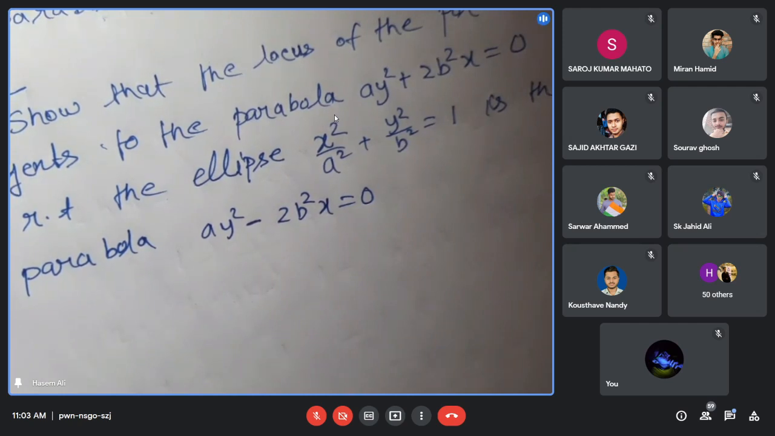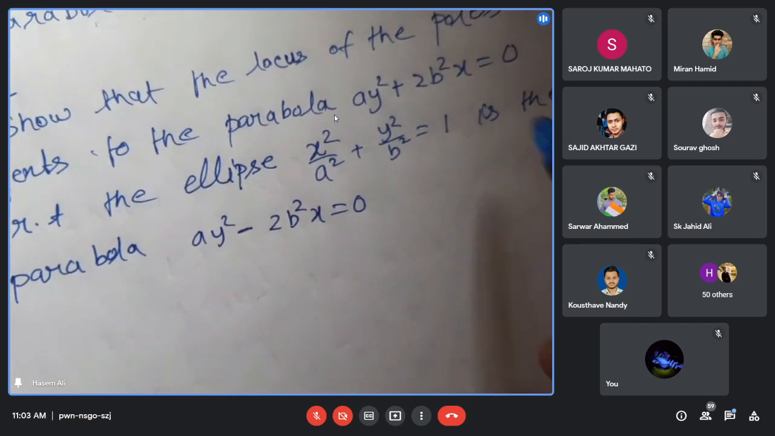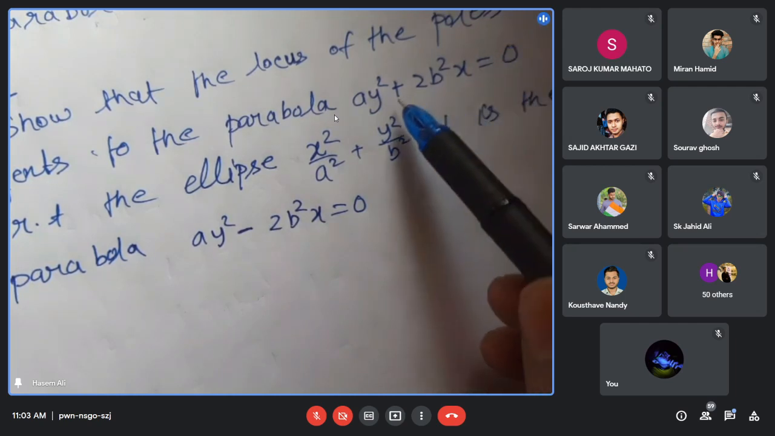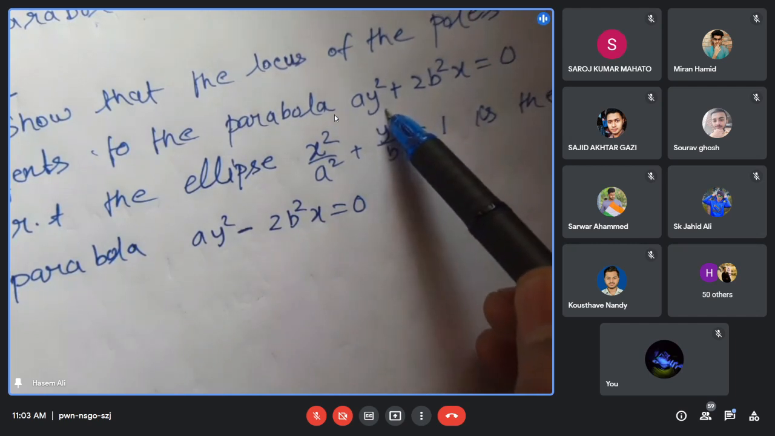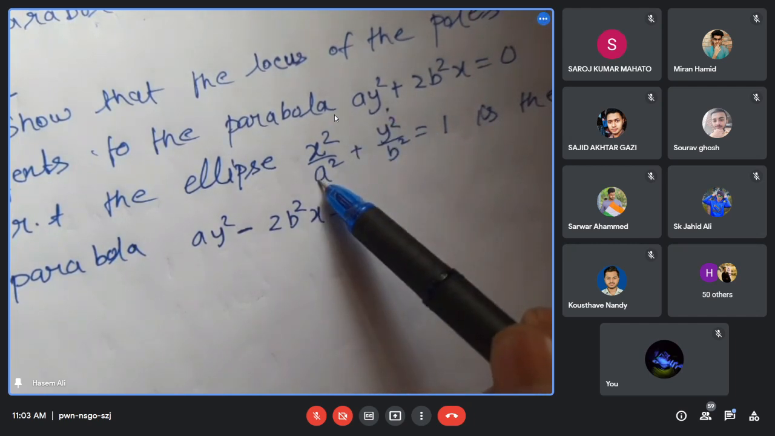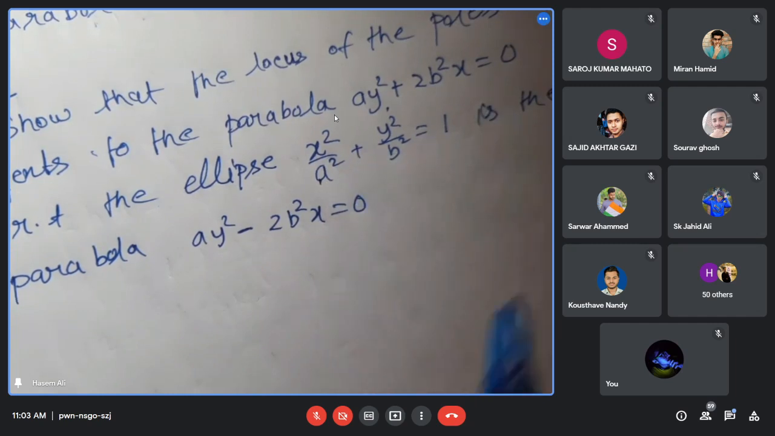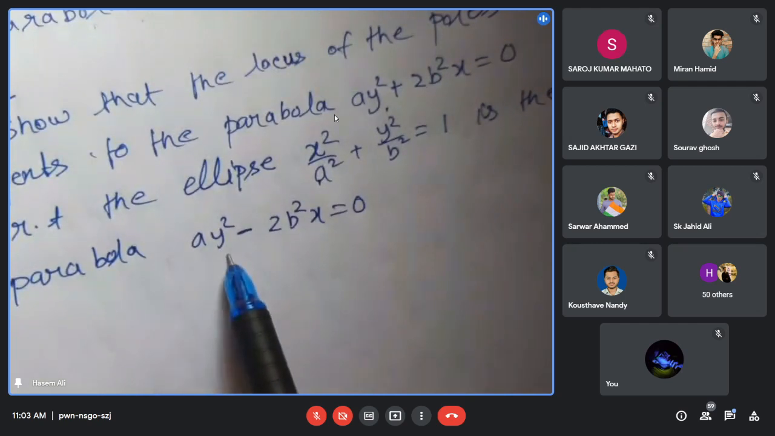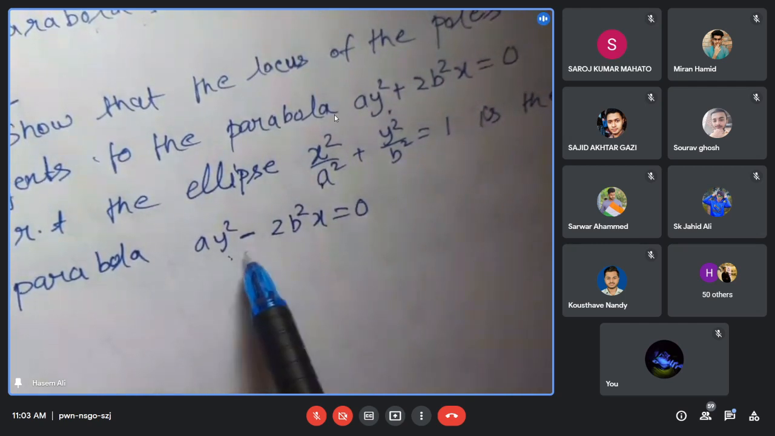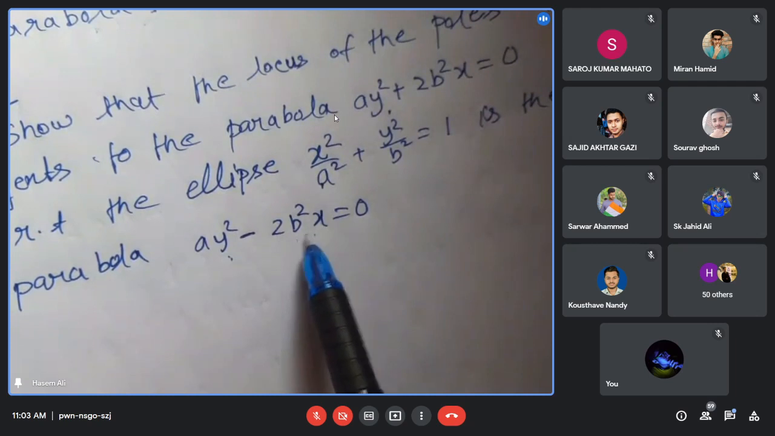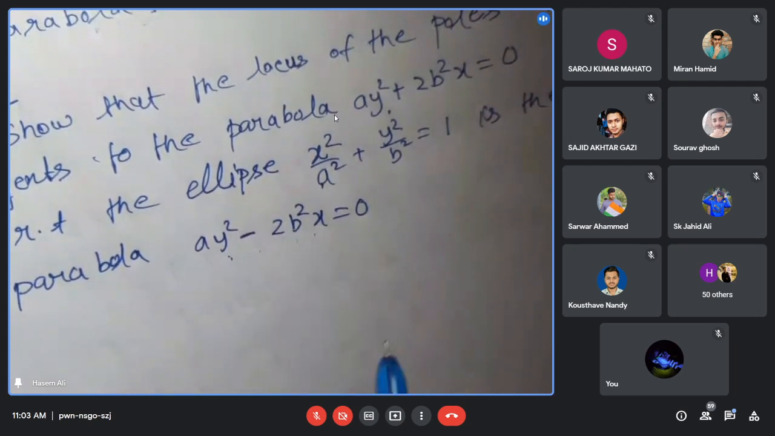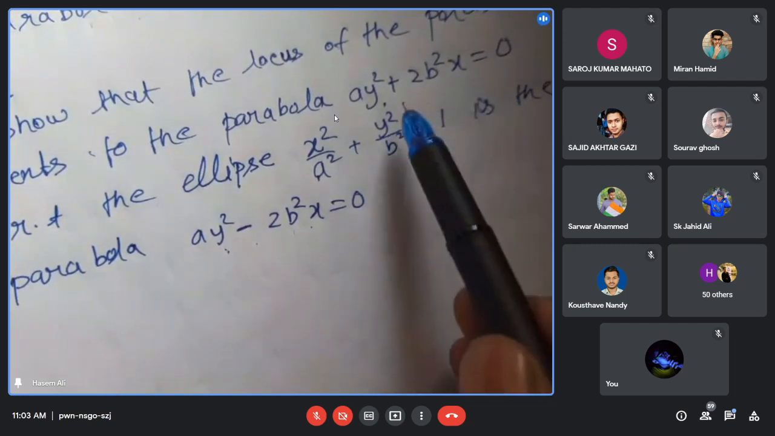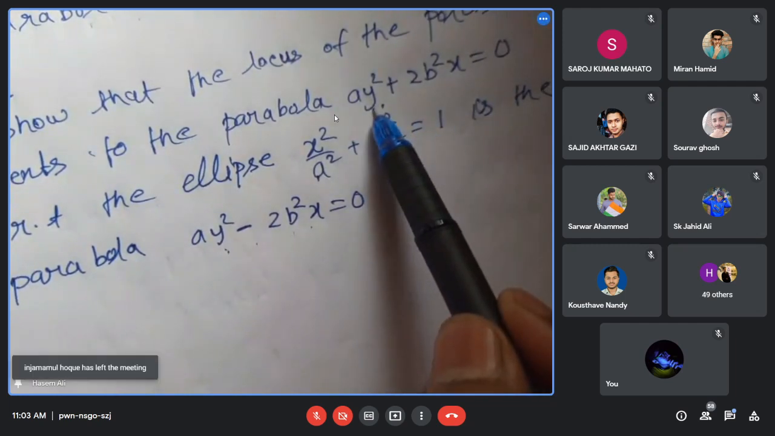Similar to the previous question, just the curves are changed. There the two curves are circles. Here the first curve is a parabola and the second curve is an ellipse. But the process is same, and the answer is also a parabola here. The equation is a y square minus 2b square x equals 0. This is the required equation. All the questions are similar, just the curves are changed.